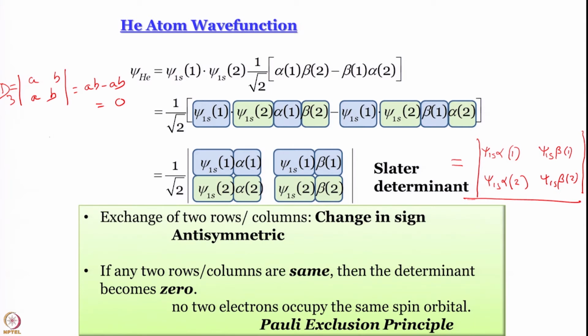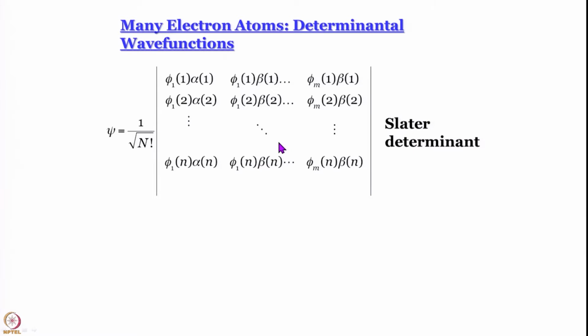But I have kept things very simple so far. We have only worked with helium, a 2 electron system. What happens if I want to include more electrons? For many electron atoms, you can write similar determinantal wave functions, which means you can write the wave function as a Slater determinant. And here I have shown you one for an n electron atom.